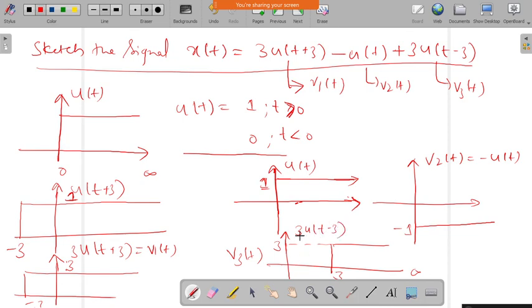Now all these three signals we have to take and add to get the x of t.